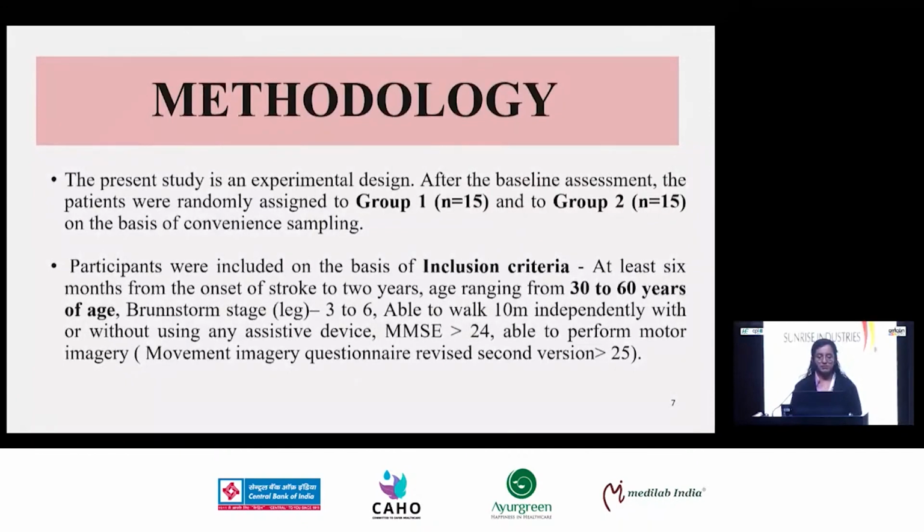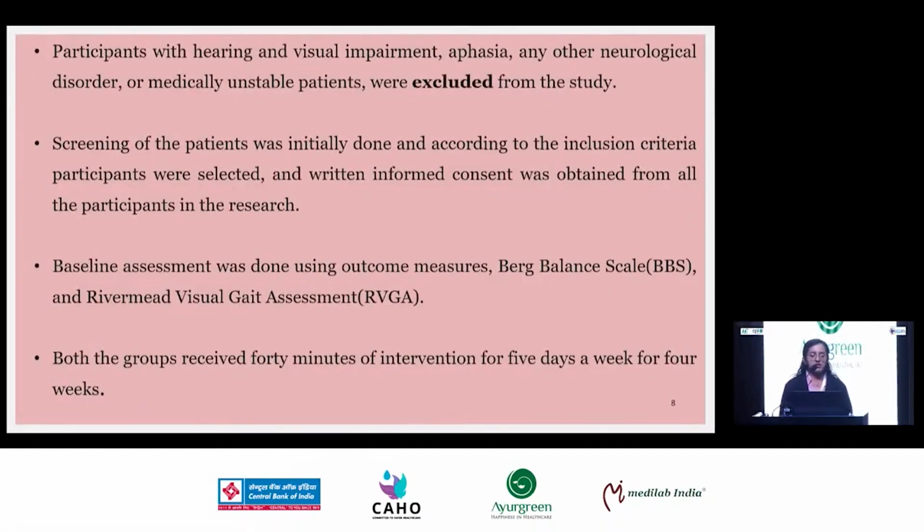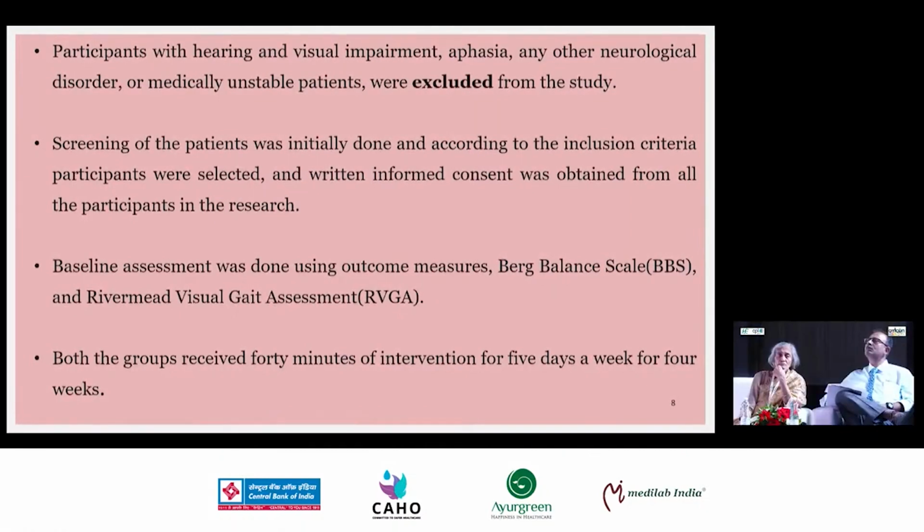After the baseline assessment, the patients were randomly assigned to group 1 and group 2 on the basis of convenient sampling, 15 participants each. The participants were included on the basis of inclusion criteria: at least 6 months from the onset of stroke to 2 years, age ranging from 30 to 60 years, Brunnstrom leg stage 3 to 6, able to walk 10 meters independently with or without any assistive device, MMSE score more than or equal to 24, and able to perform motor imagery that was measured through motor imagery questionnaire, revised second version. The score should be greater than or equal to 25. Participants with hearing and visual impairment, aphasia, or any other neurological disorder, or medically unstable patients were excluded from the study.